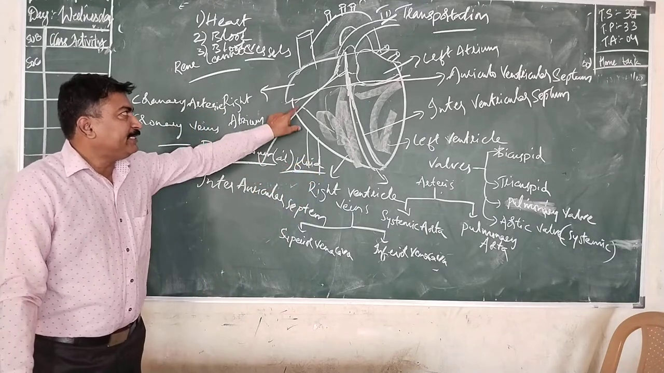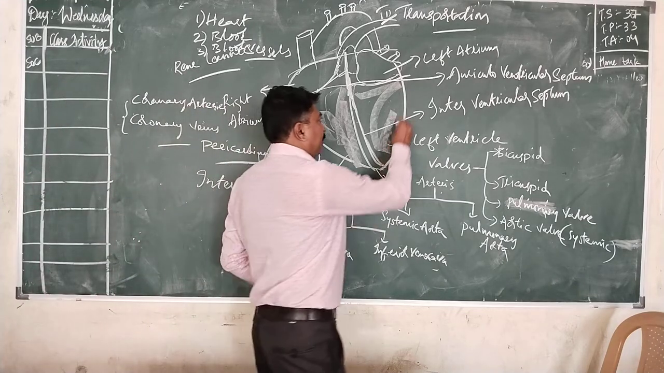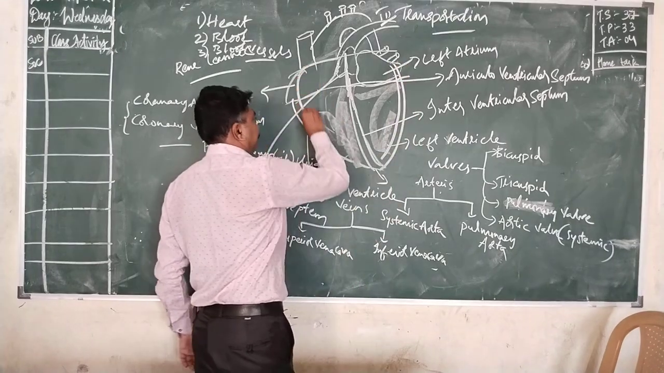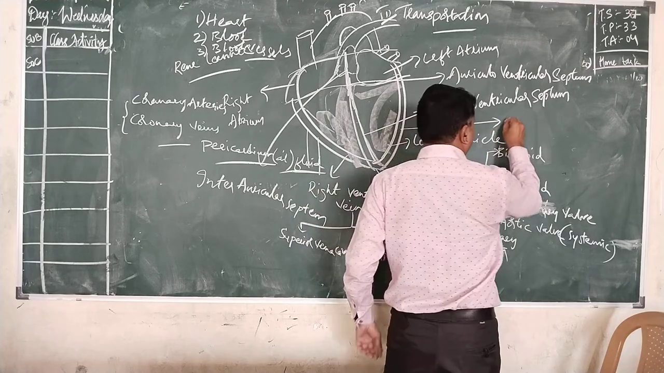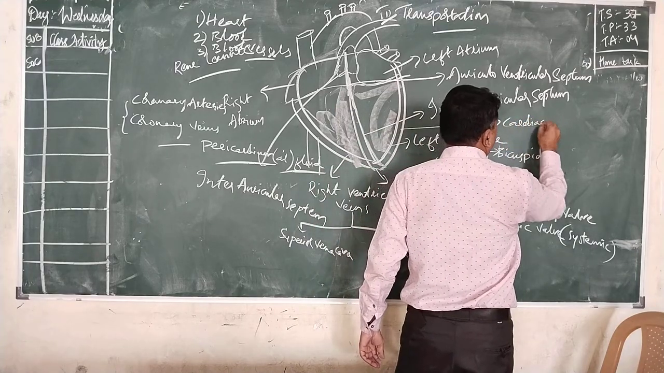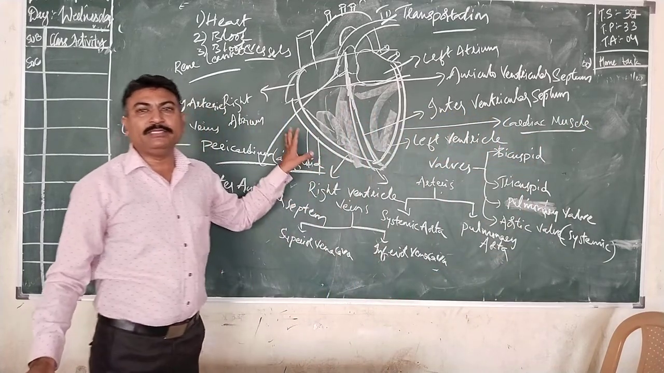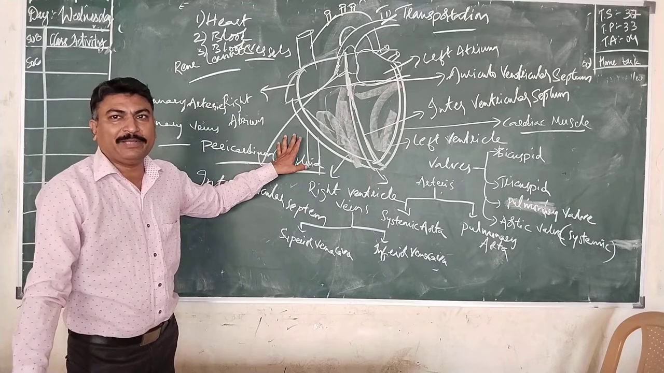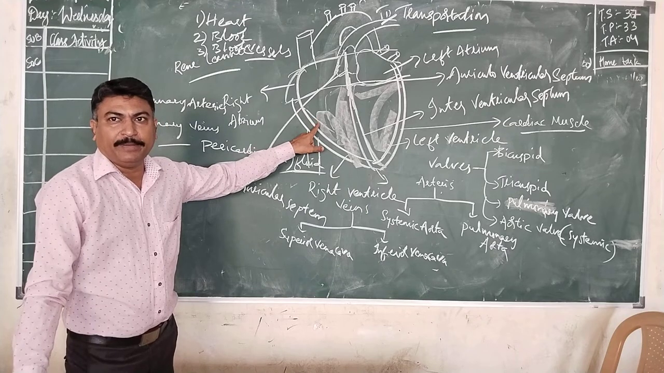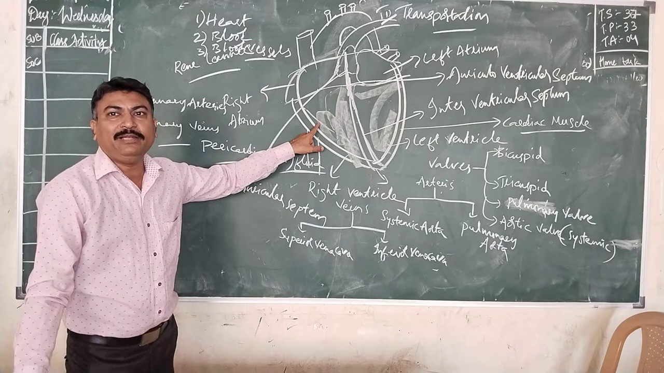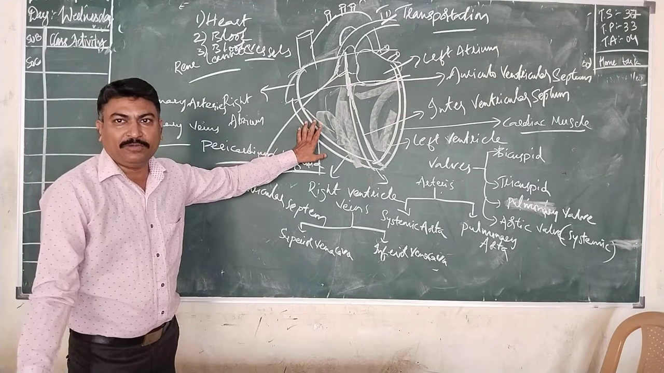And the entire heart is made up of a muscle. It is known as cardiac muscle. The entire heart is made up of a muscle known as cardiac muscle. This cardiac muscle plays a major role in the heartbeat. Without this muscle, it cannot work. Without this muscle, the heart will not work at all.